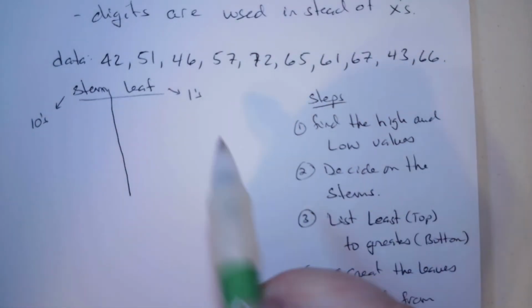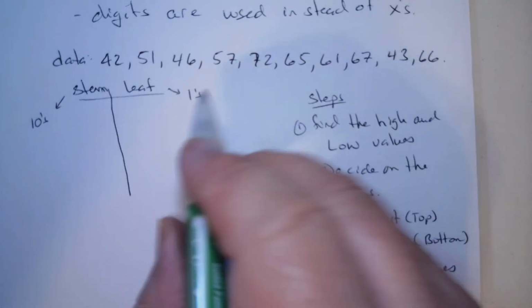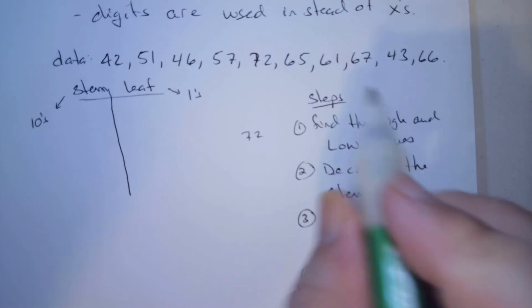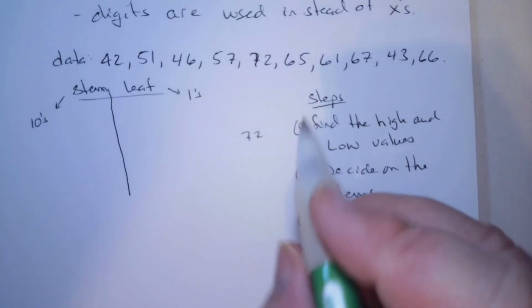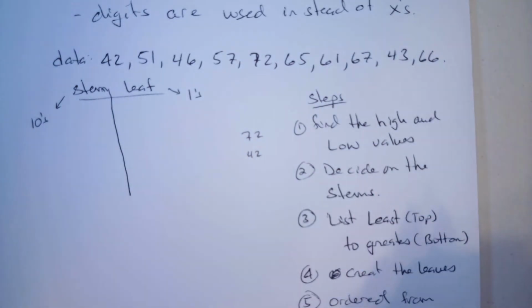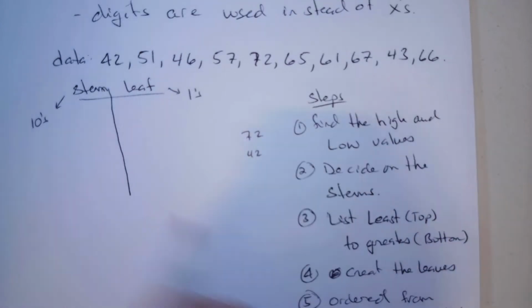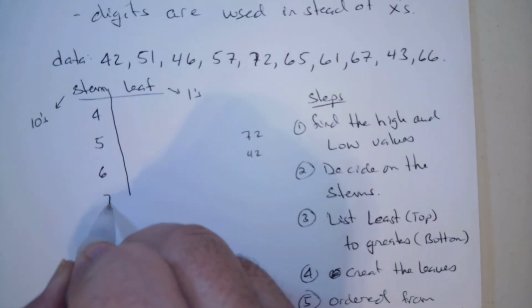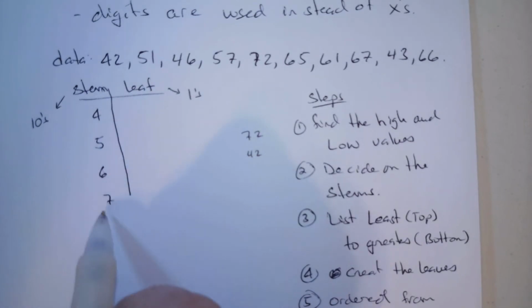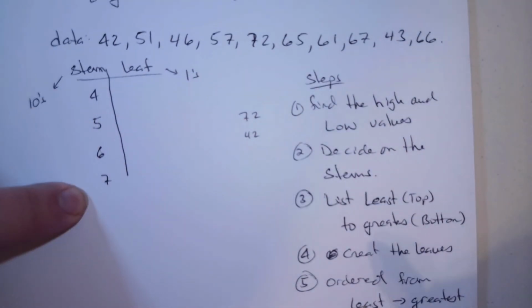So here we have our data. Our highest number is 72. Our lowest number is 42. So our stems are going to be 4, 5, 6, 7. So 40s, 50s, 60s, and 70s. That's what I did. I listed my stems from top to bottom, least to greatest.